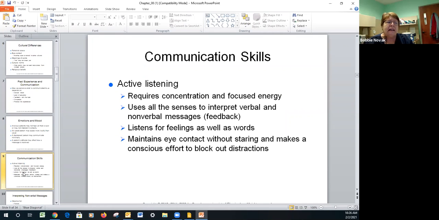And maintain eye contact without staring and make a conscious effort to block out distractions. As a nurse, you will have 1,000 distractions every minute. Okay, but when you're taking care of your patient, you need to be there physically and mentally taking care of your patient.